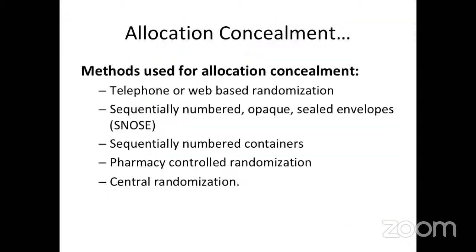This can be done by allocation concealment. What you do here is generate a randomization sequence and then write it on a sheet of paper and put it in a sealed envelope. And these envelopes are numbered in a sequence like 1, 2, 3, 4, 5. So case number 1 will get envelope number 1. Case number 2 will get envelope number 2.